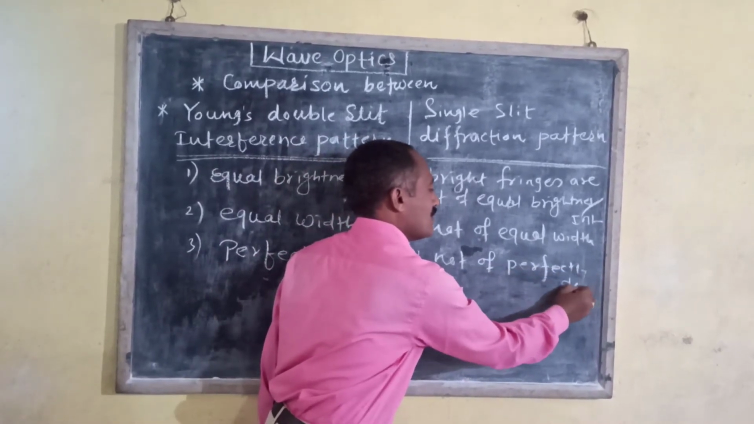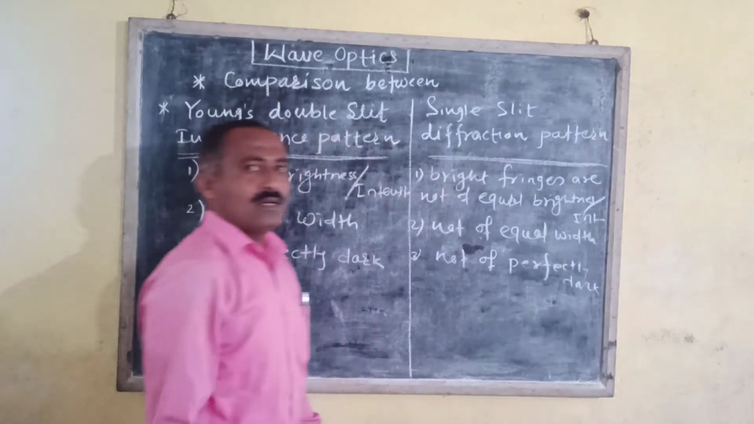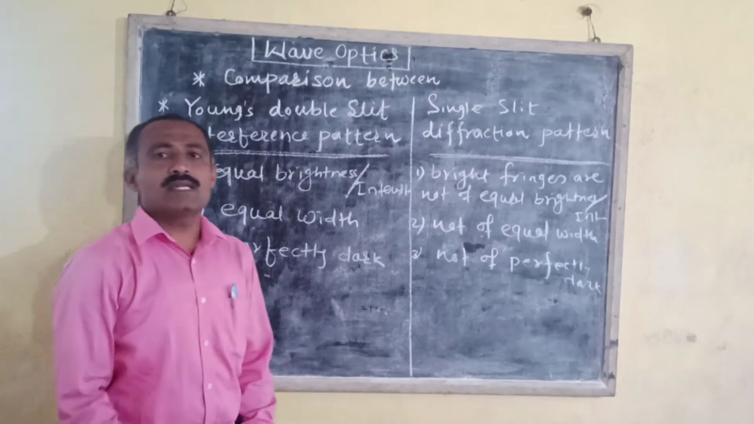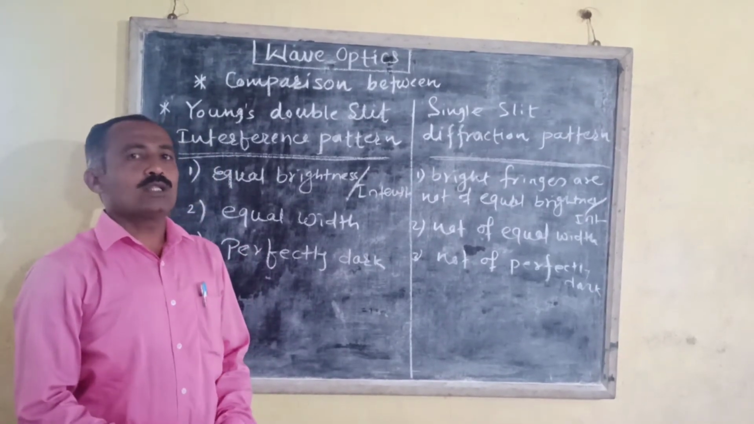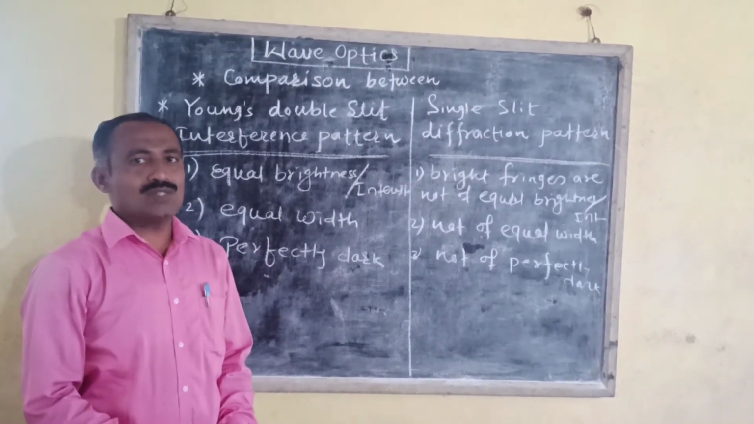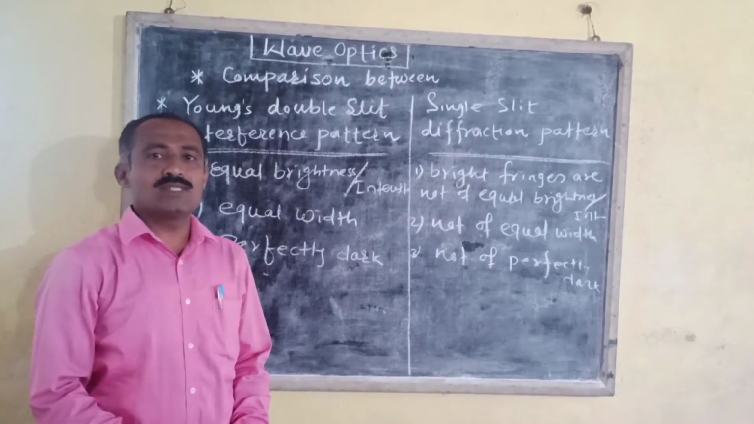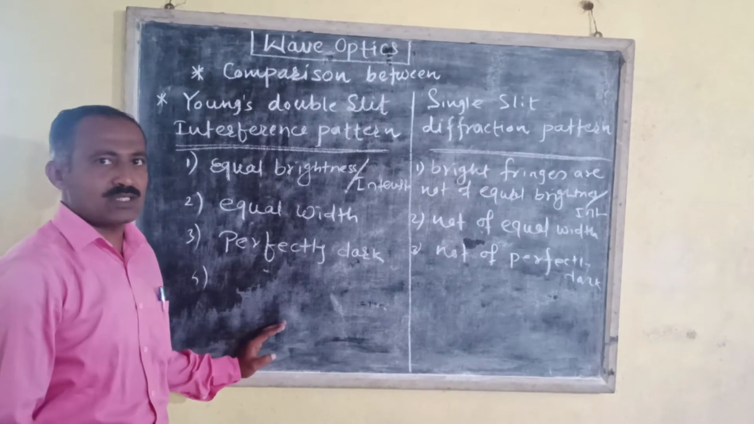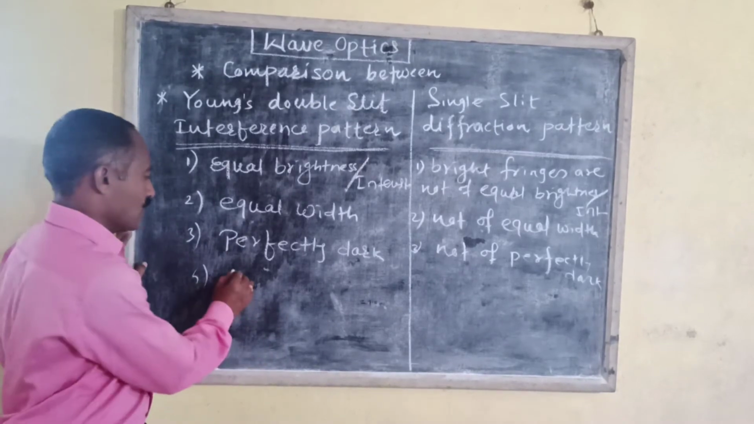And the main difference between these two is that in Young's double slit interference pattern, the two slits act as two separate coherent sources of light.